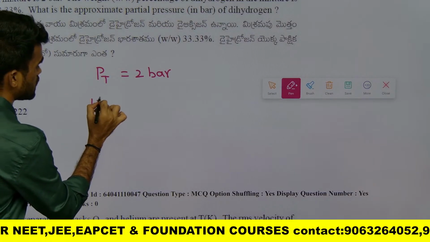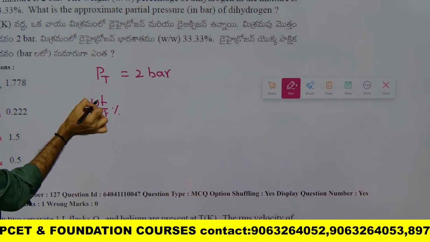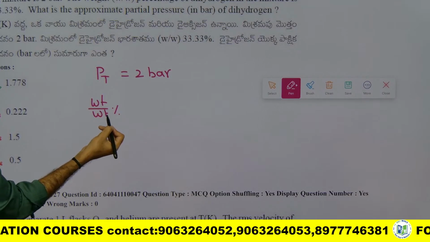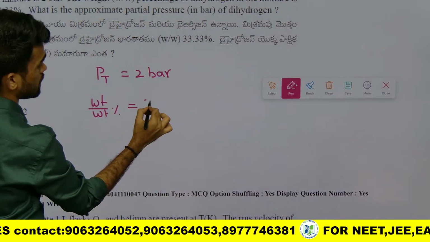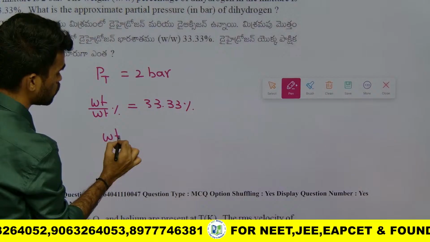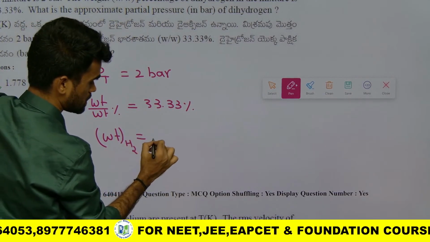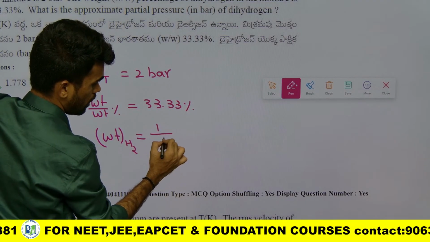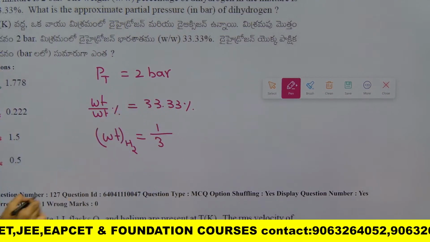See, weight percentage means weight of hydrogen by total weight of the mixture into 100, right? So what is the mixture here? We have hydrogen plus oxygen. They mention it as 33.33%. So from this, the weight fraction of hydrogen can be taken as 1 by 3. Why am I using 1 by 3?